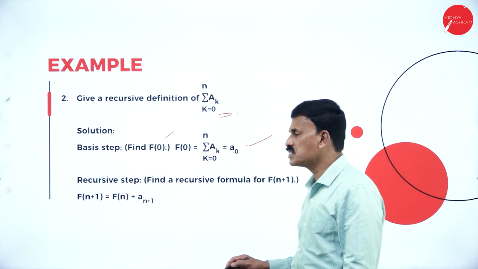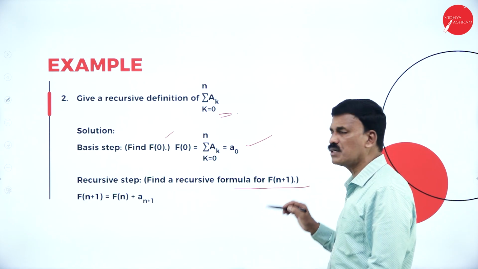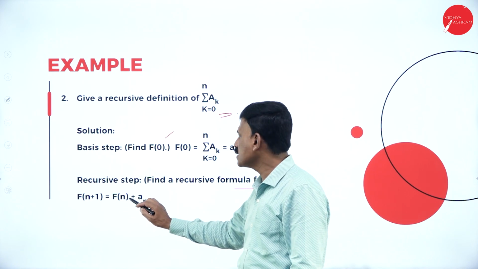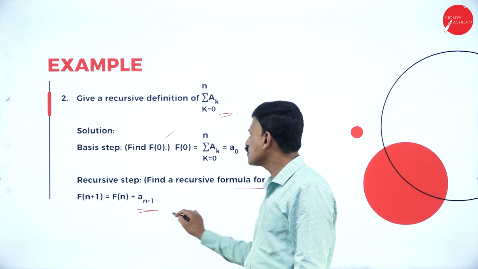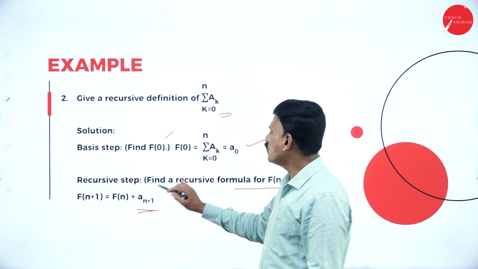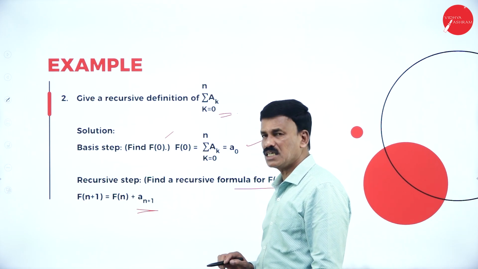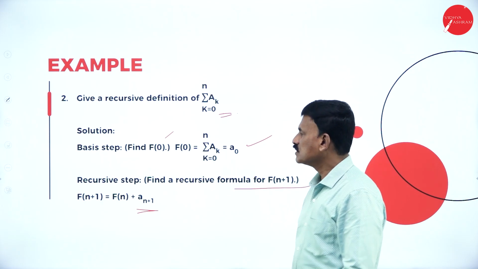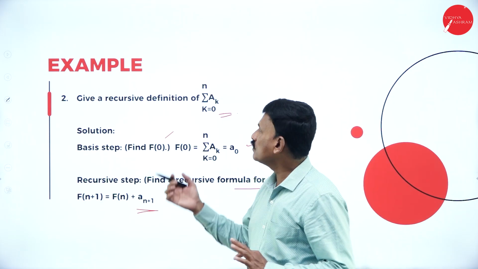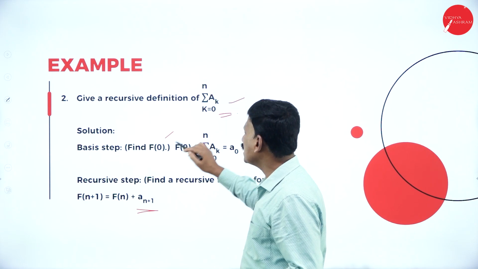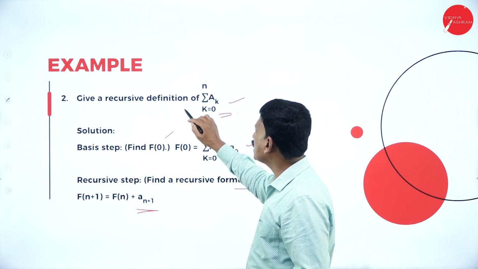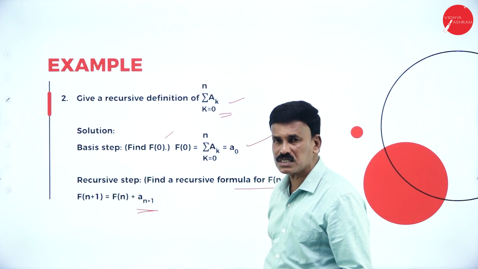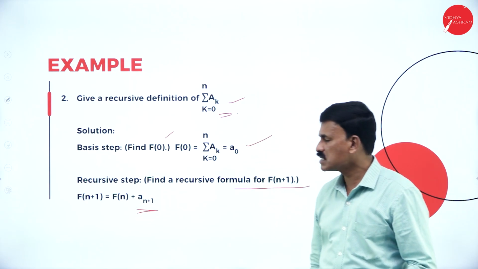And what is the recursive step? The recursive step is just to find the recursive formula for f of n plus 1. So f of n plus 1 can also be written as f of n plus a of n plus 1. f of n plus a of n plus 1 is the recursive formula for this function f of n plus 1. This is how we are going to express the given recursive definition: f of n plus 1 is equal to f of n plus a of n plus 1.